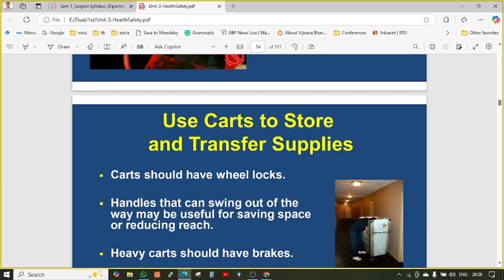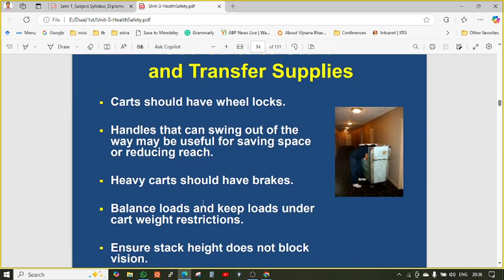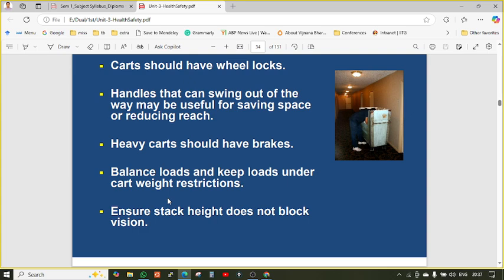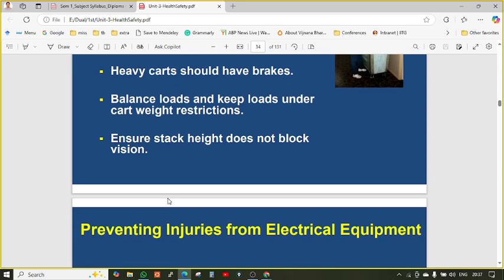Transfer of supplies: use carts, stores, and transfer of supply. There should be a handle wherever you are transporting things. Balance should be there. Do not overload while transferring from one place to another place. Proper height should be there, and in front of you, you have to see the road while transferring those things.